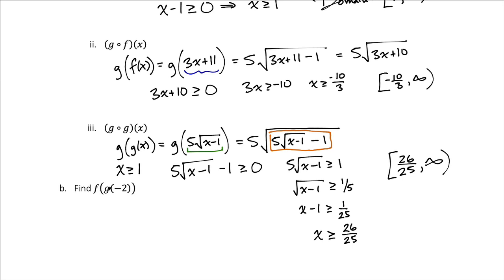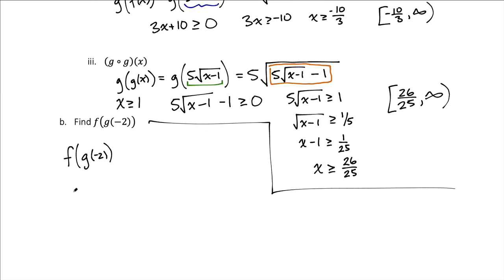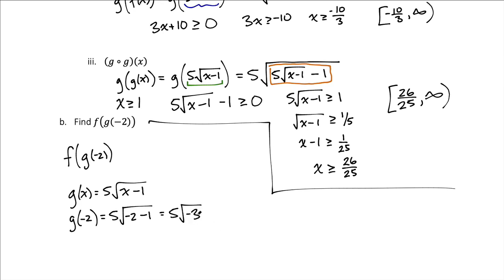Okay, and now for part B, we just want to evaluate f of g of negative 2. So f of g of negative 2. Well, we can find g of negative 2, so let's go ahead and do that first. So g of x is 5 root x minus 1. So g of negative 2, well, that's 5 times root negative 2 minus 1. That's 5 times root negative 3. And this is the square root of a negative, which is undefined.